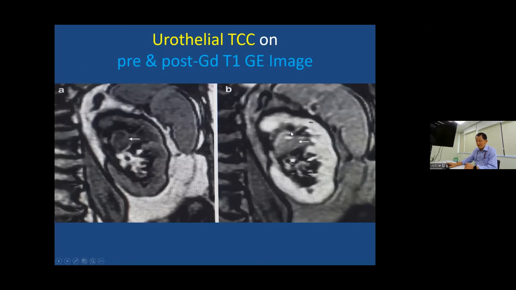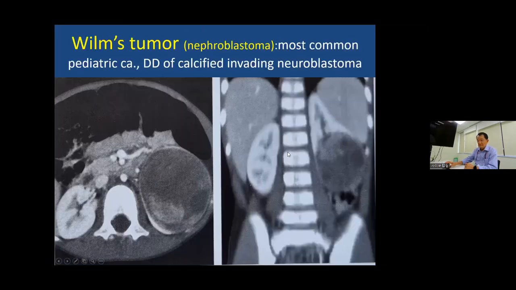The pelvic area is enhanced. So Wilms tumor, as I mentioned earlier, is most common in pediatric children. It's very large, slightly heterogeneous, with calcification. And in children, you also think about neuroblastoma. Neuroblastoma is 75% calcified, but Wilms tumor doesn't show calcification. Wilms tumor often involves the bone, but this goes to the liver first instead of bone.